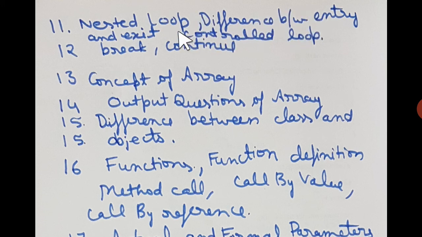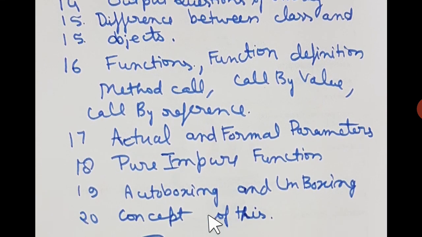Difference between entry and exit. All right. Entry and exit control loop. Okay. Break and continue, their applications you must be aware of. Okay. Then concept of array, all the definitions and whatever is given, right? And then 1D array is there, so output questions of the array, difference between the class and the objects, function definition, method call by value, call by reference, all these things are there.